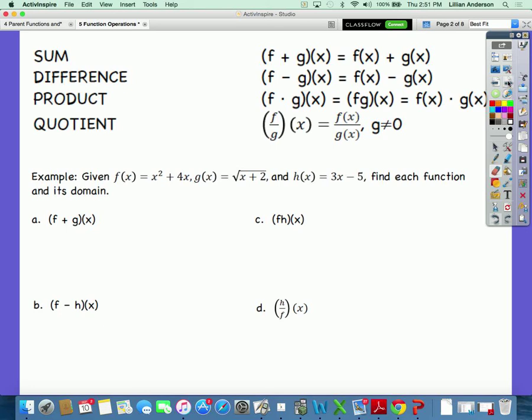When you see f minus g of x, that means you're taking the f function and subtracting the g function from it. Be careful with that one because students tend to forget that you got to carry over the negative. f times g of x means you can take the f function and multiply it by the g function. And f divided by g of x means f of x divided by g of x.